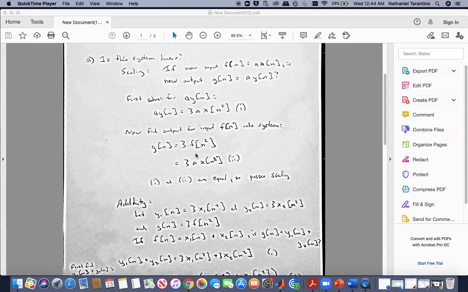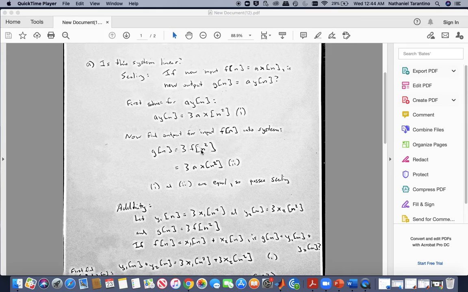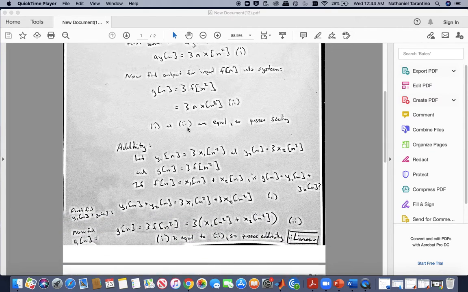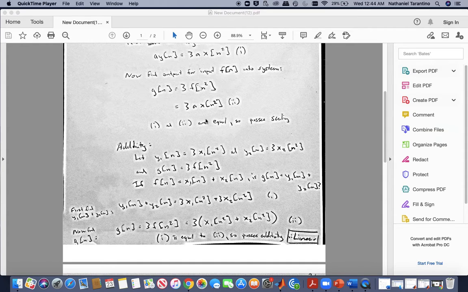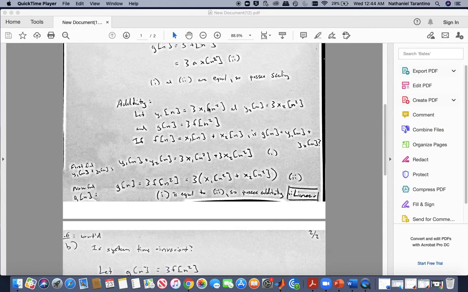Then we substitute back in for f of n in terms of this relationship here, and we get 3 times a times x of n squared. We see that these equations are equal, so it passes scaling.